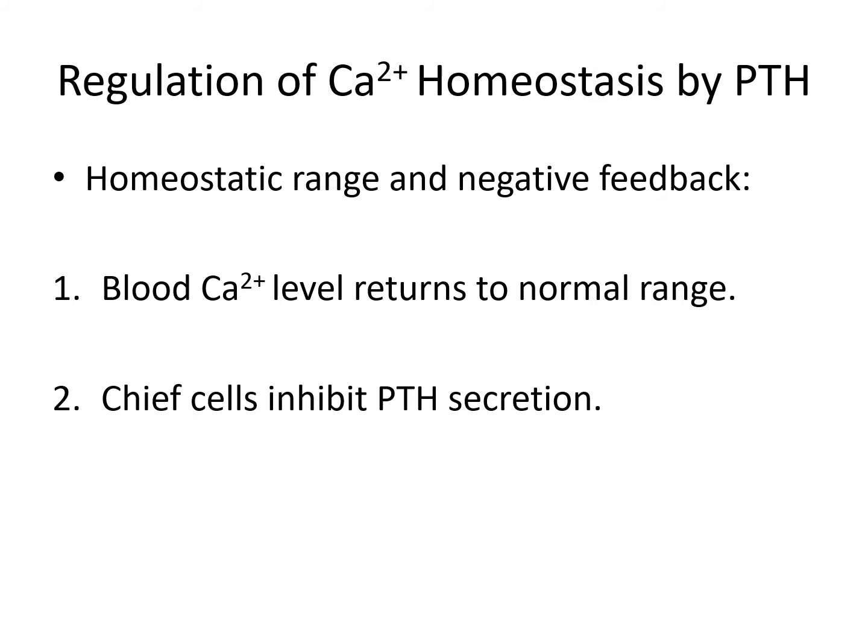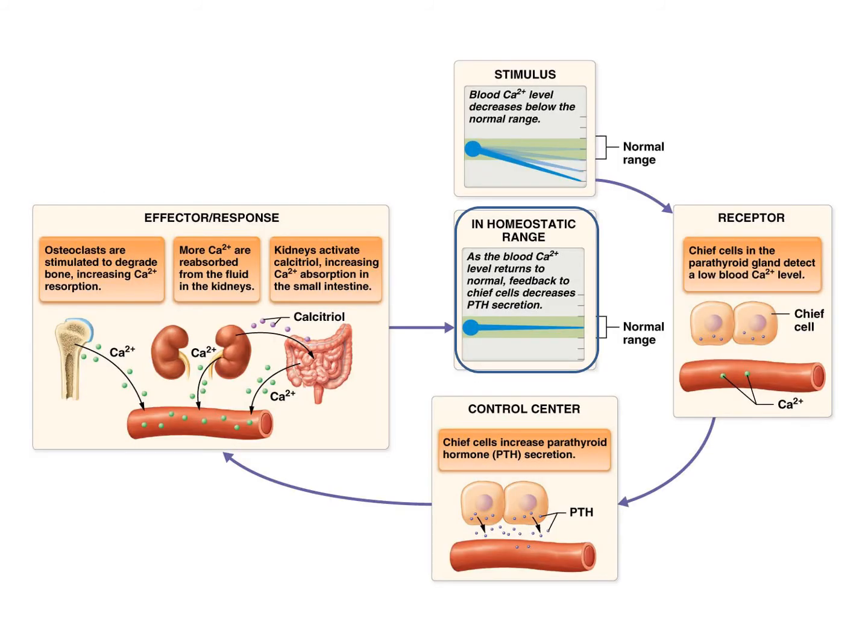Then once again, regulation is by negative feedback. So blood calcium returns back to the normal range, and the chief cells inhibit parathyroid hormone secretion. And so we're back to the homeostatic range here.